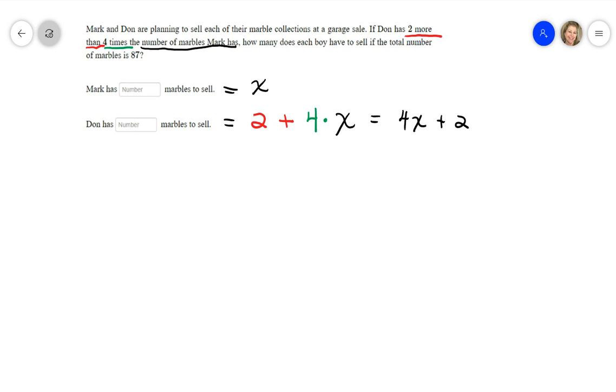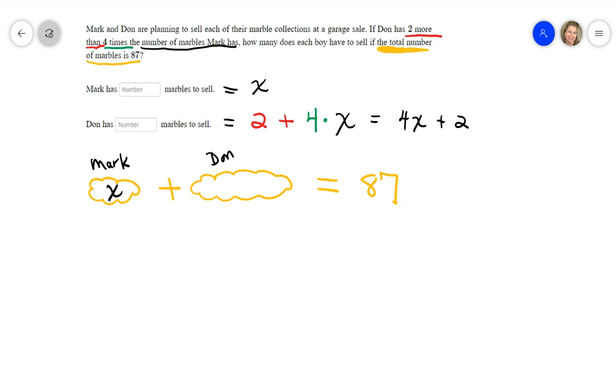And then they tell me the total number of marbles is 87. That means if you take the number of marbles that Mark has and add it to the number of marbles that Dawn has, it equals 87. This is Mark, Mark has X marbles. This is Dawn, Dawn has 4x plus 2 marbles. And there's my equation: X plus 4x plus 2 equals 87. When I solve for X, I'll know how many marbles Mark has. And then since Dawn has 2 more than 4 times Mark's, I'll just take 4 times Mark's and add 2 to it, and I'll know Dawn. Or actually, I could just subtract Mark from 87 since they add up to 87, whichever way is easiest.